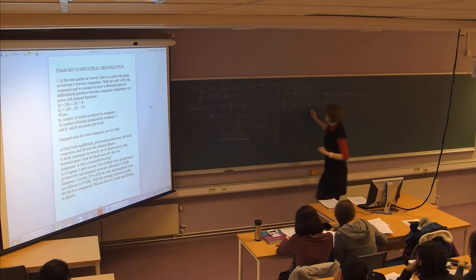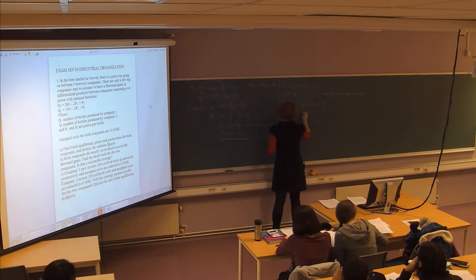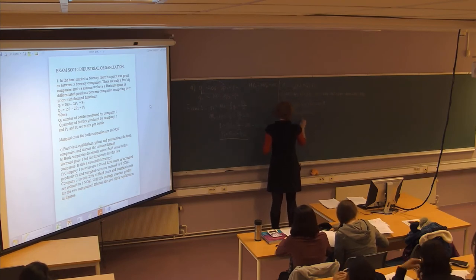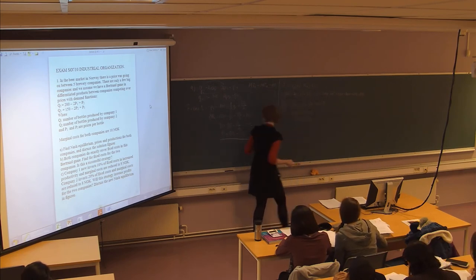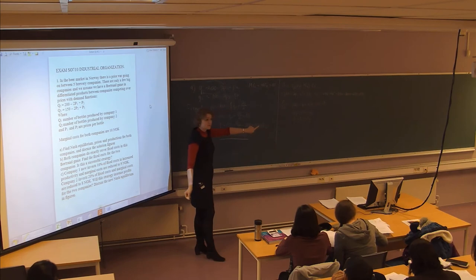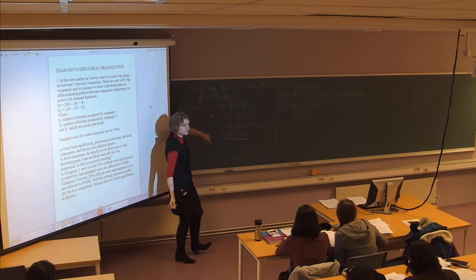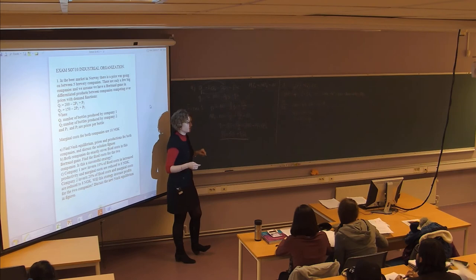So from here, look, it will be 4p1 equal to 220 plus p2. P1 is equal to 55 plus p2 over 4. So, but here, instead of going back and forth from demand function to marginal revenue, then back to demand function, we can go straight ahead to the profit maximization, and we get the best response function.